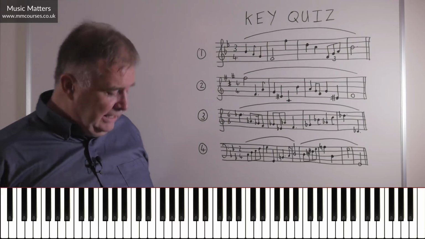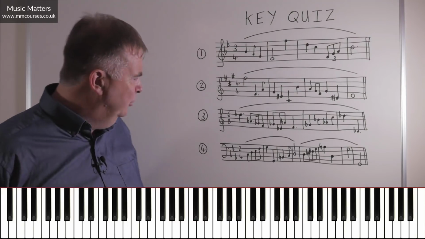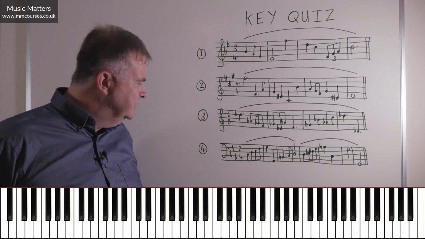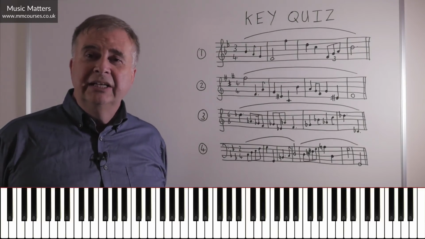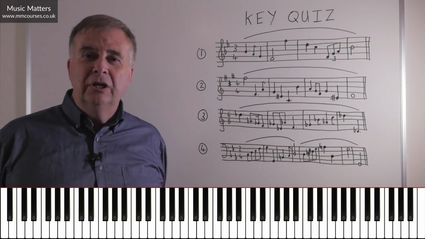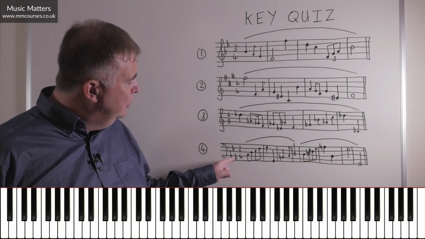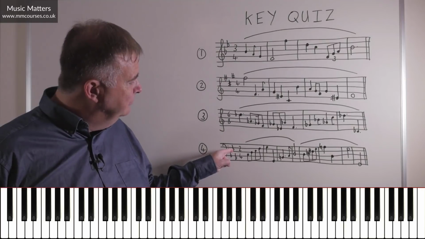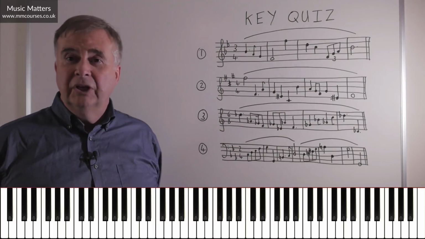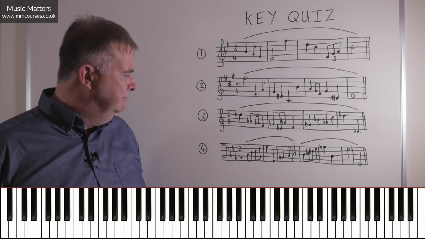Okay, and finally, let's move on to number four. Three flats. So the circle of fifths will tell us that we're in E flat major or C minor. Or remember that little trick that I mentioned earlier, go back from the last flat to the last but one flat, E flat. So E flat major or C minor.